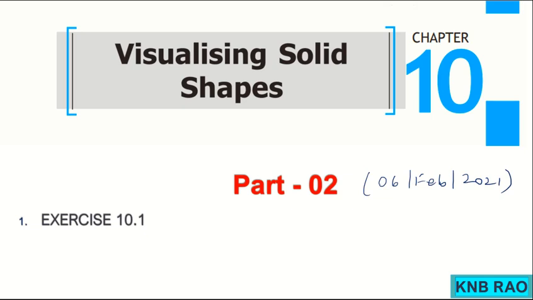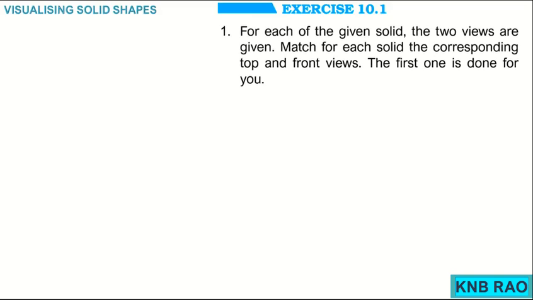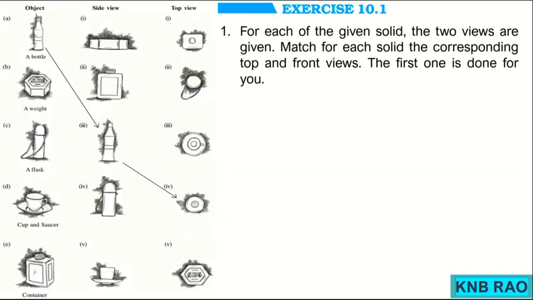Coming to the exercise 10.1, I gave you already question number 1, where you need to map the object with a side view and top view, whereas in the case of a bottle, side view and top views are mapped. Now second one is a weight. A weight, its side view and its top view to be mapped. Where is the top view of it?